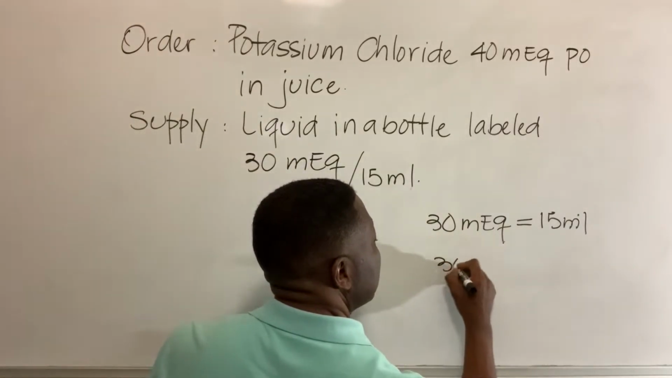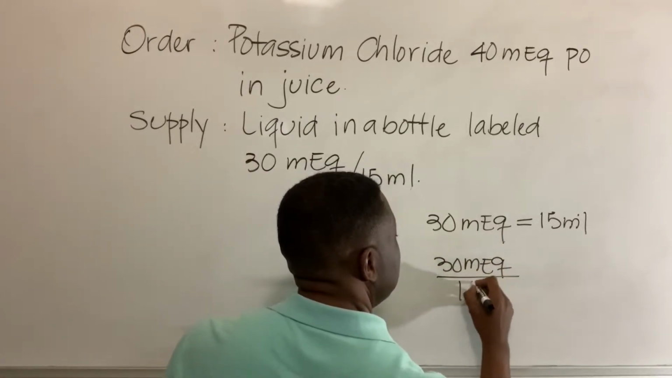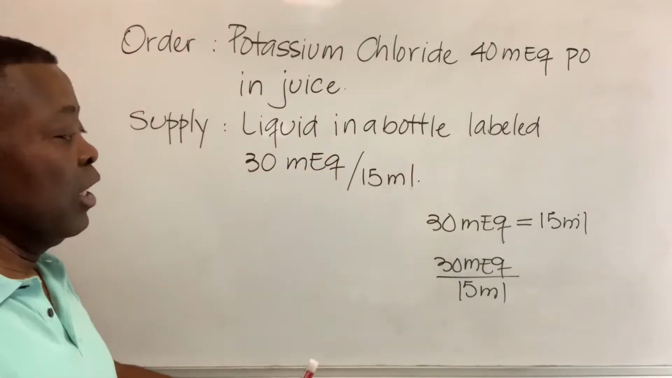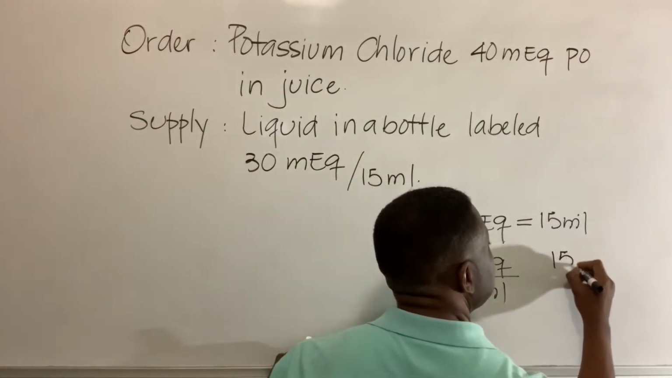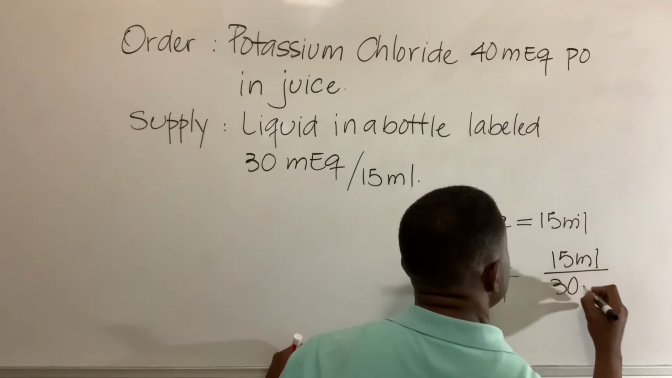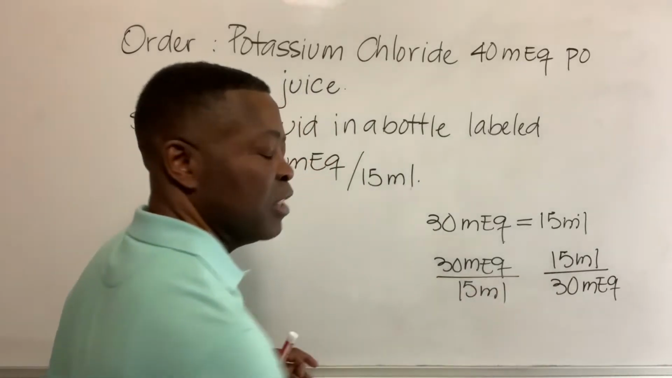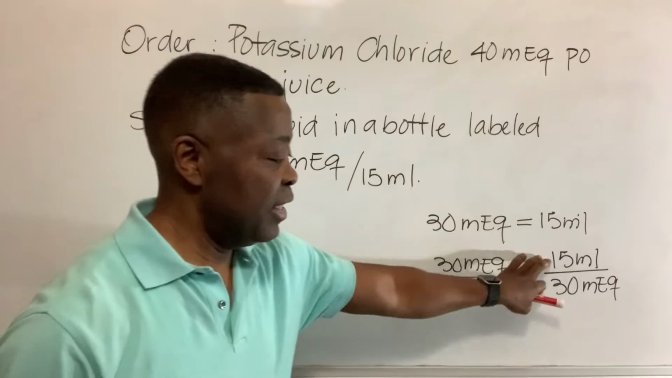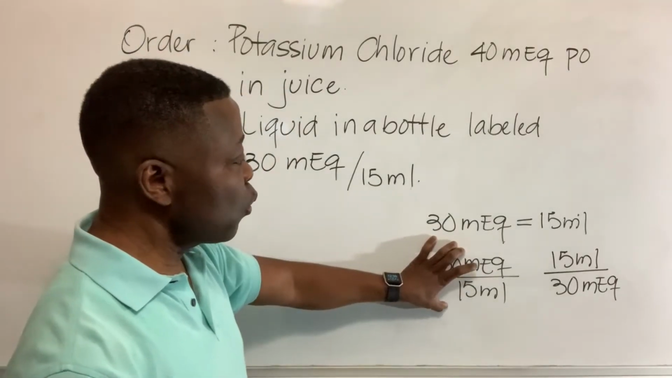With this, I can form two ratios, right? I can write 30 MEQ over 15 ml, right? That's one way of writing it. Or I can flip it and write 15 ml for 30 MEQ. Those are my ones. Remember we talked about one? So this is a 1, this is also a 1. This equivalent.